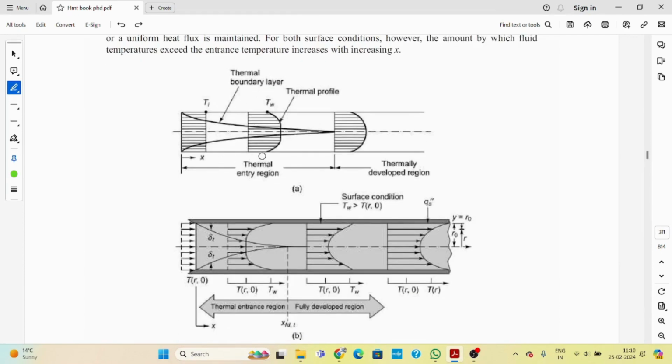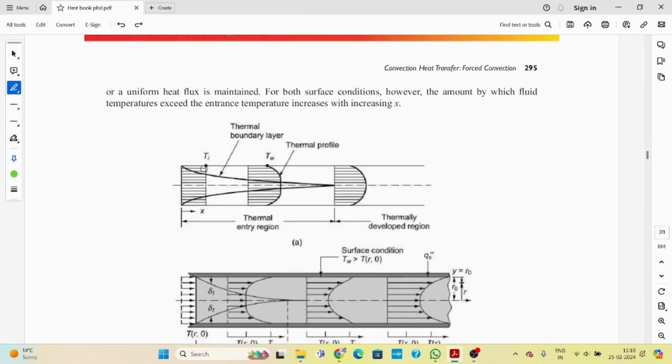Here is the temperature profile in pipe flow. Here is the variation of temperature from here in this way. Here is the thermally developed region. Okay.